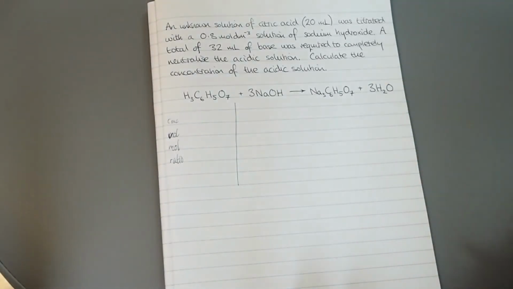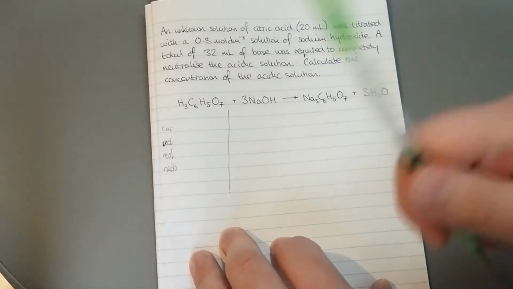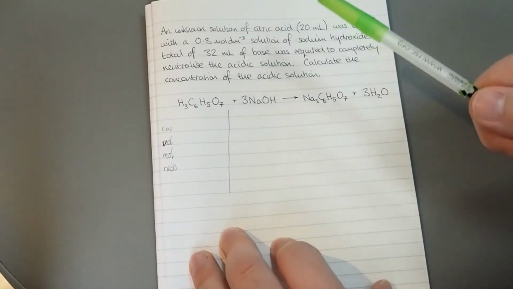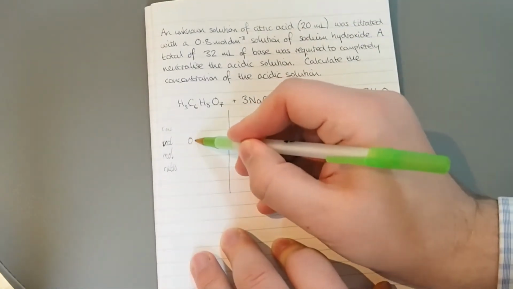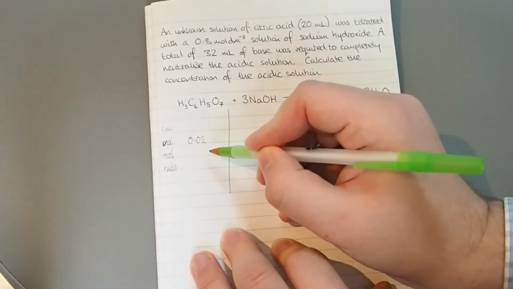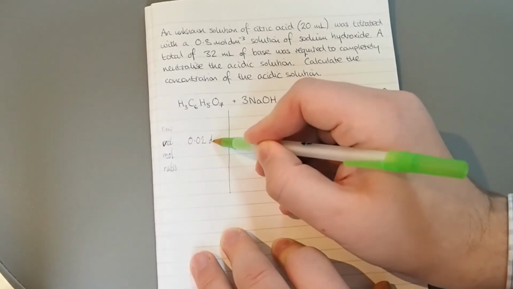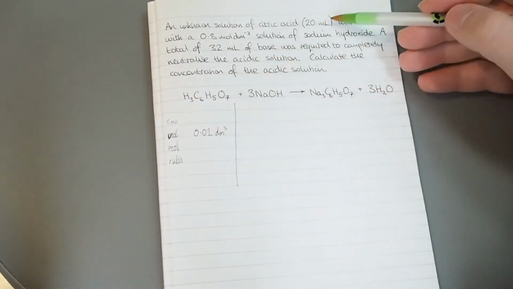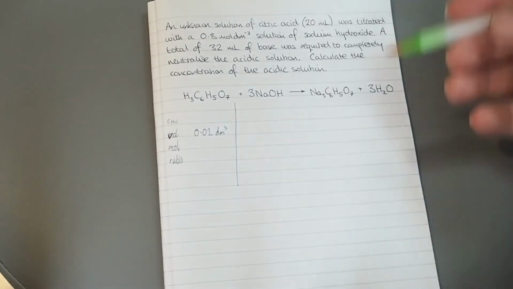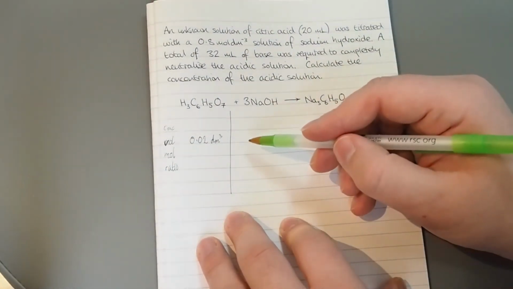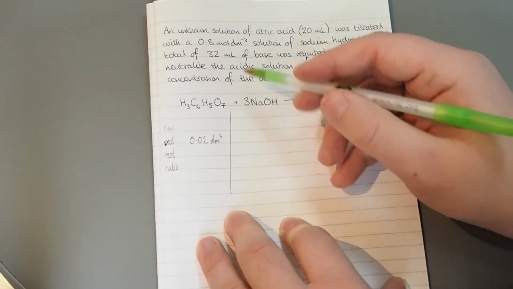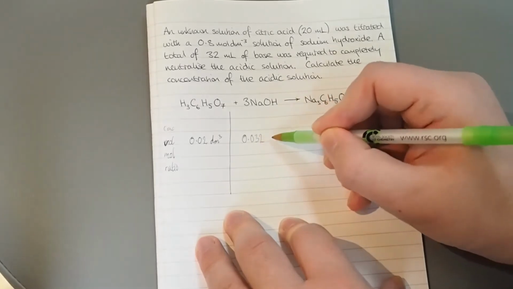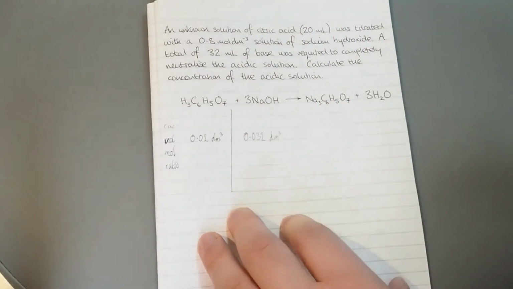Well, we know that 20 millilitres of the citric acid was used, and we can convert that straight into litres. Remember, 1 millilitre is 1,000th of a litre, so 20 millilitres are going to be 0.02 litres, or decimeters cubed. Because 0.1 would be 100, and 1 would be 1,000, so you can just work it back. And the volume of the sodium hydroxide was 32, so we can put that in: 0.032 decimeters cubed.